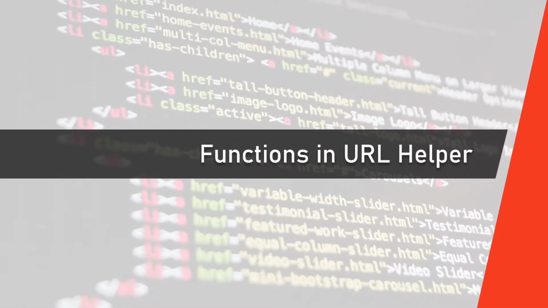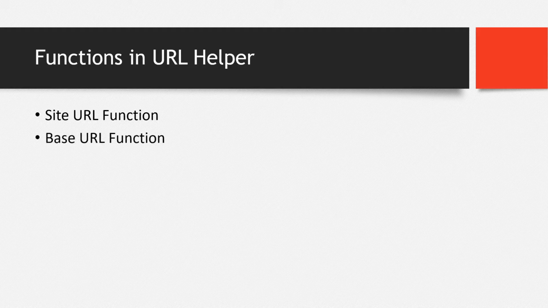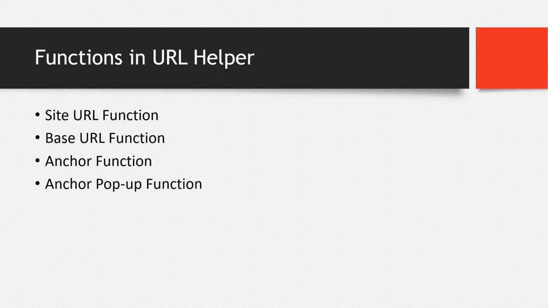Okay, so since we're already done setting up those requirements, auto-loading our resources for the URL helper, and then setting up the base URL, now let's talk about the functions in URL helper. So let's start with the site URL function. Then we also have the base URL function, anchor function, anchor pop-up function, and redirect function. So I just chose some of the functions available in the URL helpers, which are the common functions that we can use for our project. Okay.